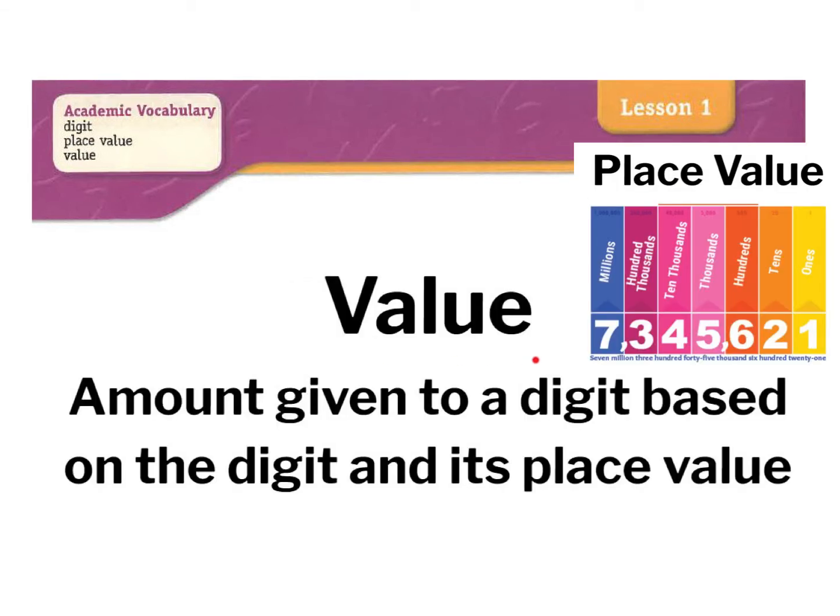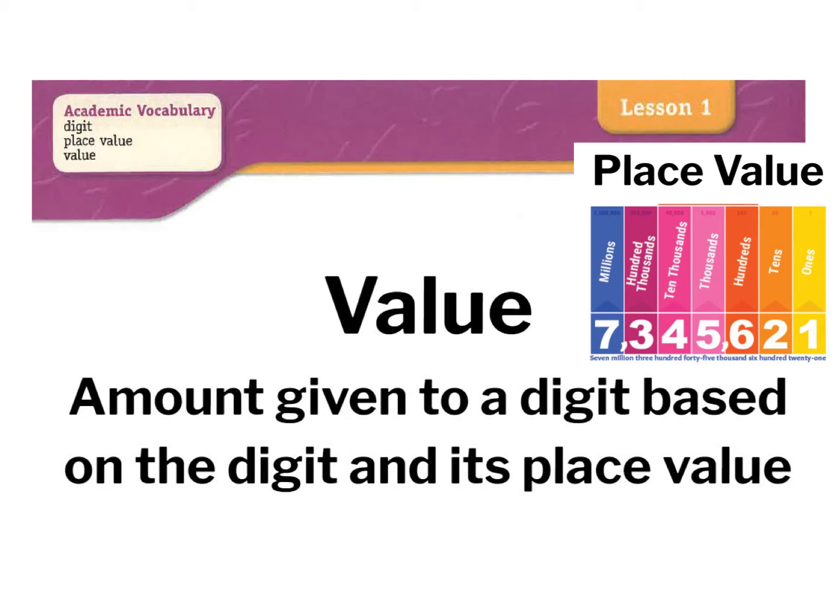So the value, just the word value, is the amount given to a digit based on the digit and its place value. So the value of the 2 in the tens place would be 20 because there are 2 tens there. So the value would be 20.